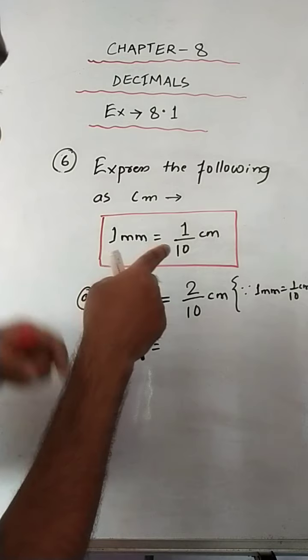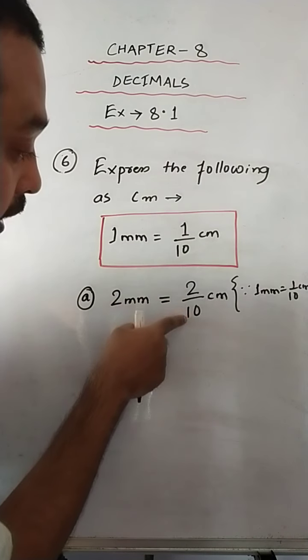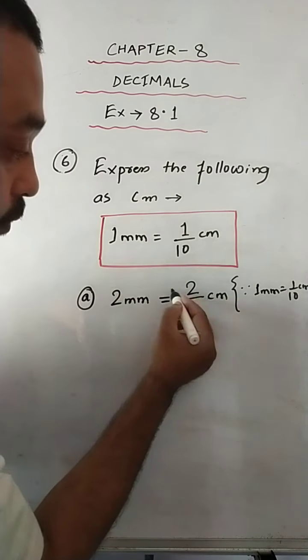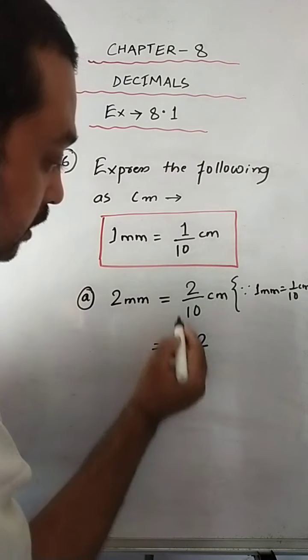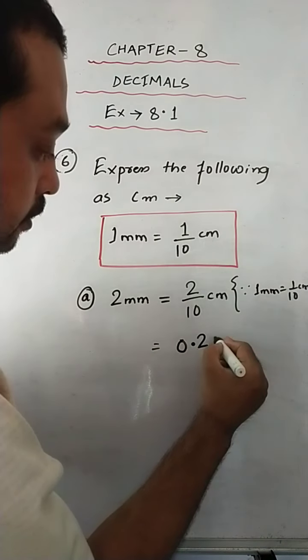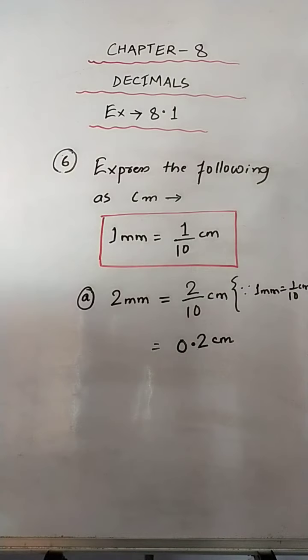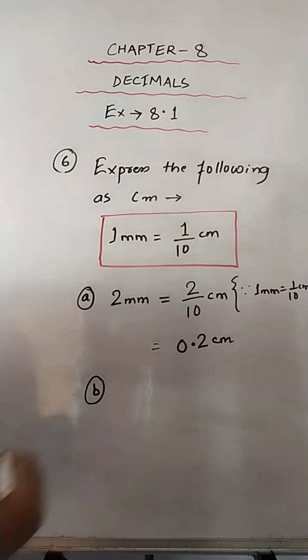Just the opposite of what we did in question number 5. So now 2 by 10, how many zeros are there? 1. So after 1 we'll put the point. As there is no other number, we'll write 0. So this is your answer, students. 0.2 centimeter.